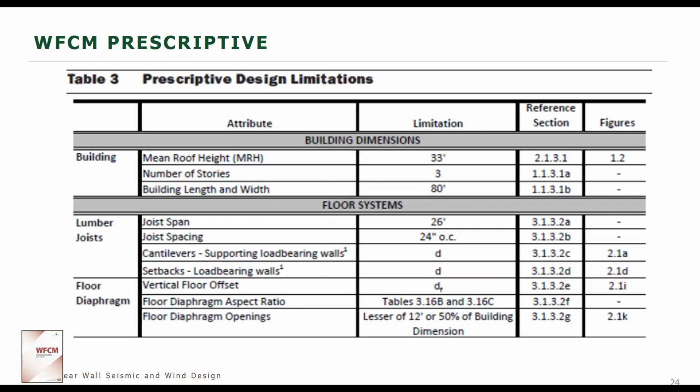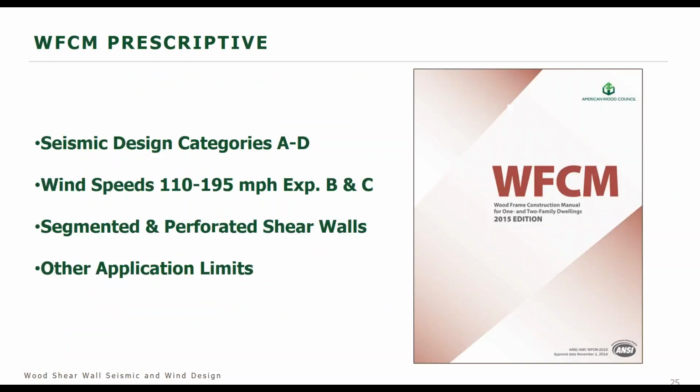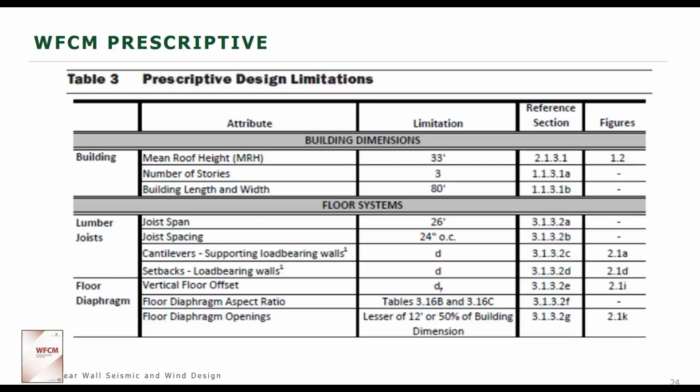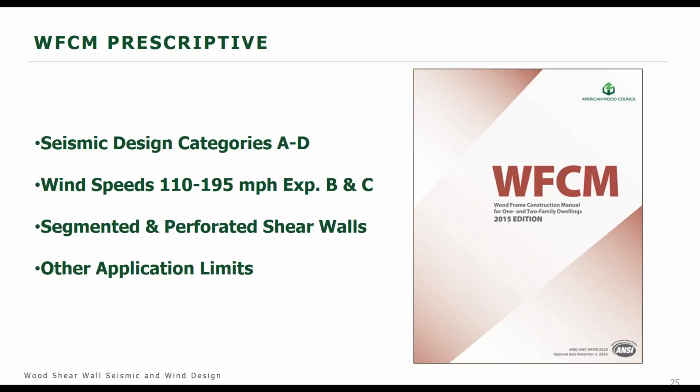So we're going to start in the prescriptive examples with the WFCM. In Table 3, we look at some of the prescriptive design limitations for Chapter 3. These are the building dimensions, the spans, things like that, but we also have some additional limitations like we talked about earlier. For our seismic design categories, we're limited to A through D. Wind speeds 110 to 195 miles per hour for exposures B and C.